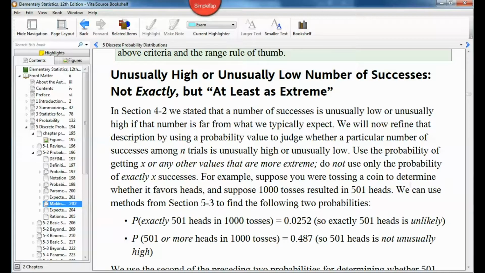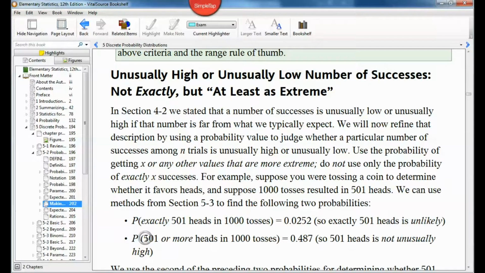We can use the methods from 5.3 to find the following probabilities. And you'll figure this out when we get into 5.3. Probability of exactly 502 heads. Actually, I'm thinking that's 4.3, not 5.3, because we could figure that out, right? Do you remember how to find exactly? Maybe, maybe not. Maybe a little bit too complicated, because for exactly, we're going to have to use a little different method. Also, this is 5.3.